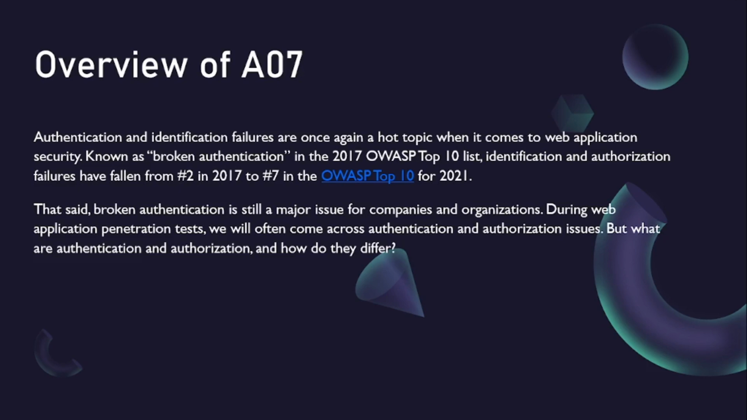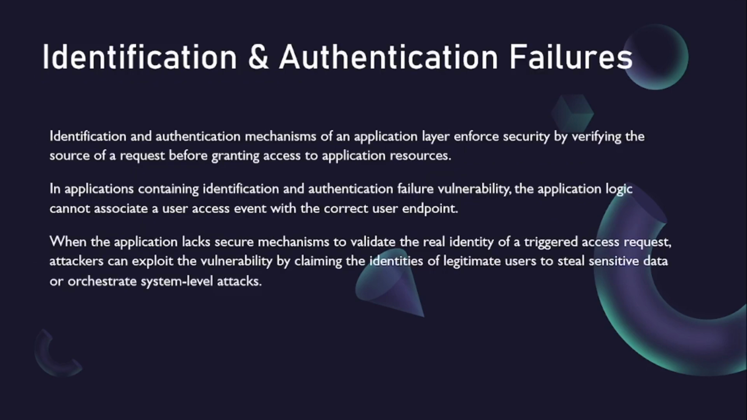During web application penetration tests, we will often come across authentication and authorization issues. But what are authorization and authentication? How do they differ? Identification and authentication is the process of validating that a user is who they claim to be. This validation could be performed with one or more methods, including passwords, one-time PINs, authenticator apps, or using biometrics. Authorization is the process of validating that the user who has previously been authenticated has permission to perform a particular action.